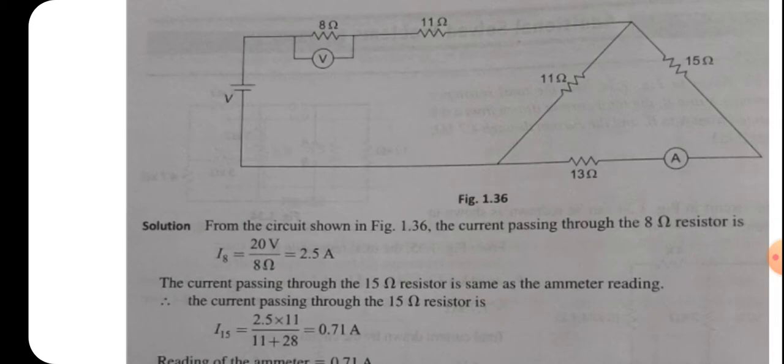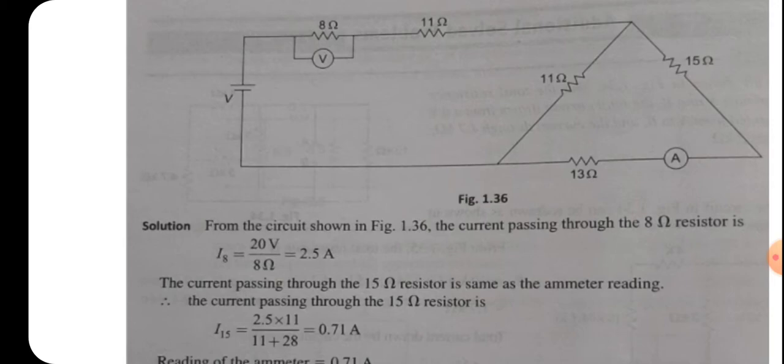Therefore, to find the current through the 15 ohm resistor, we can apply the current divider rule. The total current coming to the resistor will be 2.5 ampere. That is the current through the 8 ohm resistor. So that 2.5 ampere will split, and one part of the current will go through 11 ohm, another part will go through the series combination of 15 ohm and 13 ohm.